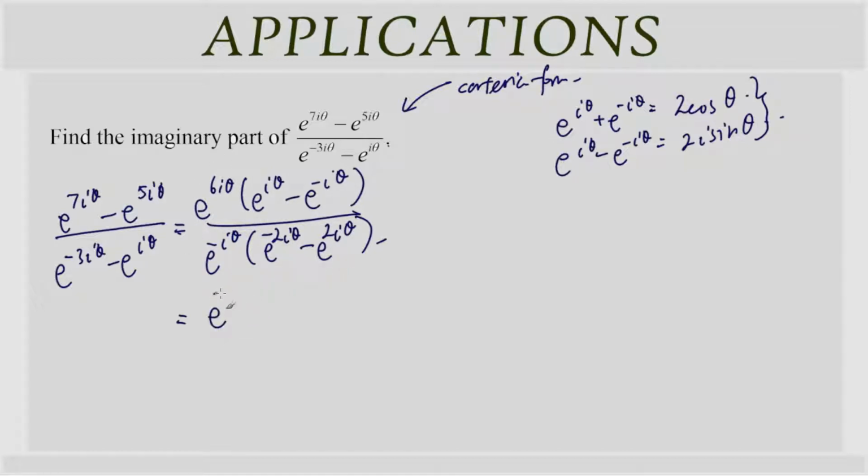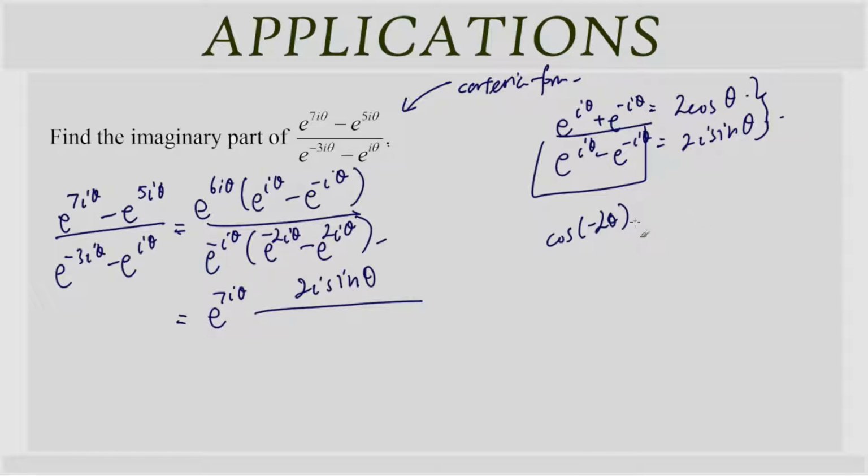we have e to the power of 7iθ, and in the numerator we have e to the power of iθ minus its own conjugate, which is 2i sine θ, and in the denominator we have e to the power of negative 2iθ minus e to the power of 2iθ. Let's do the math outside here. So we have cosine of negative 2θ plus i sine of negative 2θ minus cosine of 2θ minus i sine 2θ. And since cosine cancels away, we have i sine negative 2θ minus i sine 2θ.